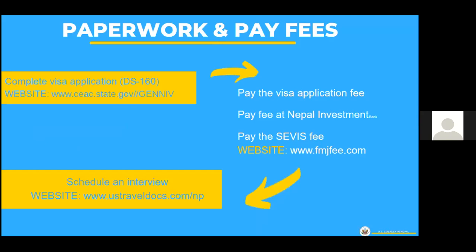So next is paperwork and paying fees. In order for you to complete your visa, you have to complete your visa application, your DS-160, and you may complete it at the following website. After you complete your application, make sure you pay the visa application fee at the Nepal Investment Bank, and pay the SEVIS fee.